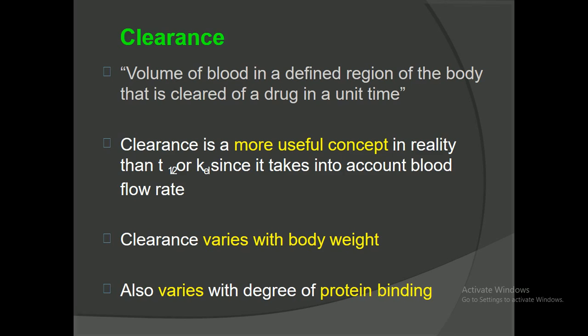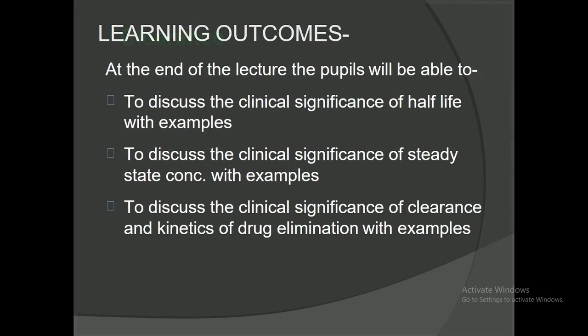Clearance can also be defined as the volume of blood in a defined region of the body that is cleared of a drug in a unit time. Clearance is a more useful concept in reality than half-life or elimination constant, since it takes into account blood flow rate. Clearance varies with body weight, and also varies with the degree of protein binding.